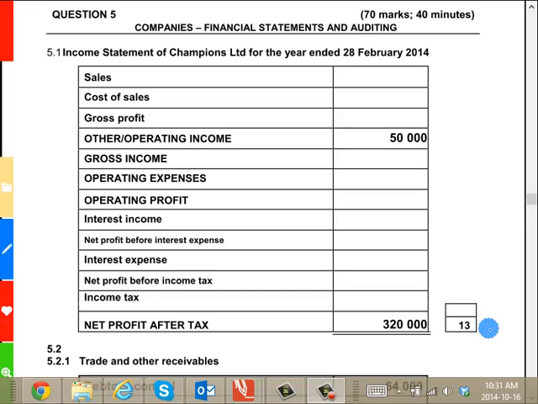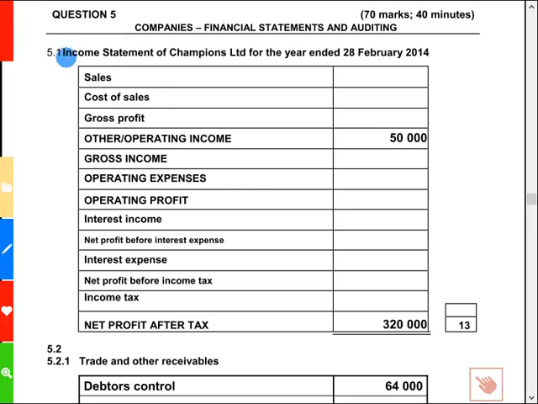Right. Question 5, Companies Act, financial statements, and then also a little bit of auditing questions, where this is the answer book. We're asked to do the income statement, and they've already given us the format of the income statement, which is great. You should know this off by heart, and this is for the year ended 28th February 2014. Sales, cost of sales, etc. We're given the other operating income, and we're given the net profit after tax, so we may have to use that.